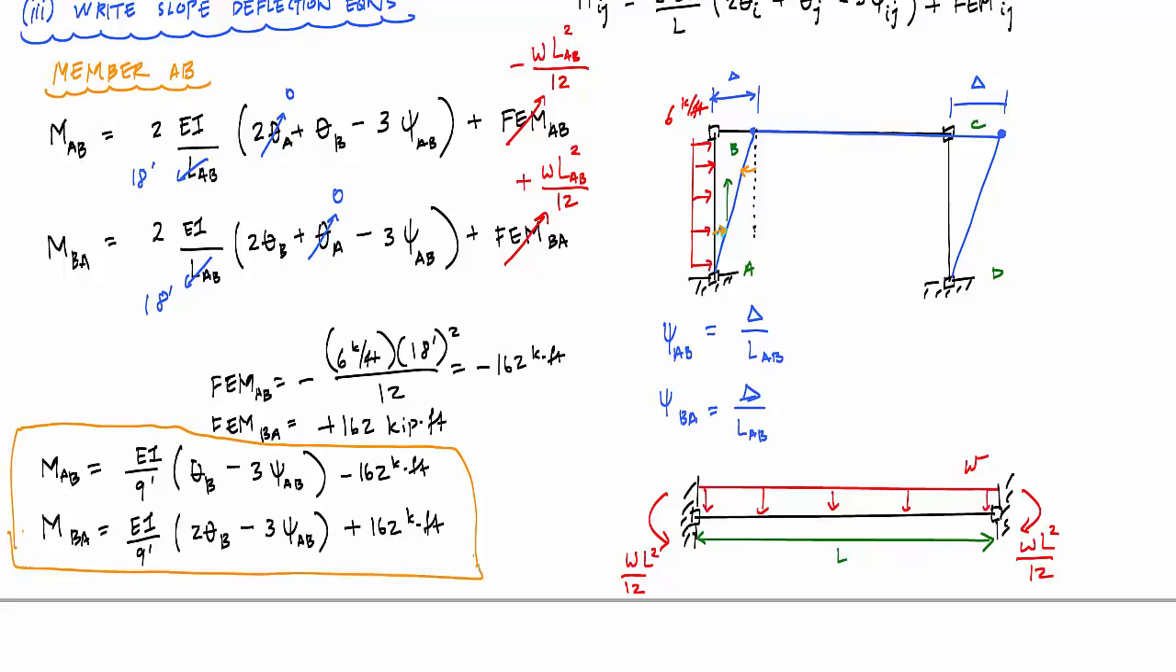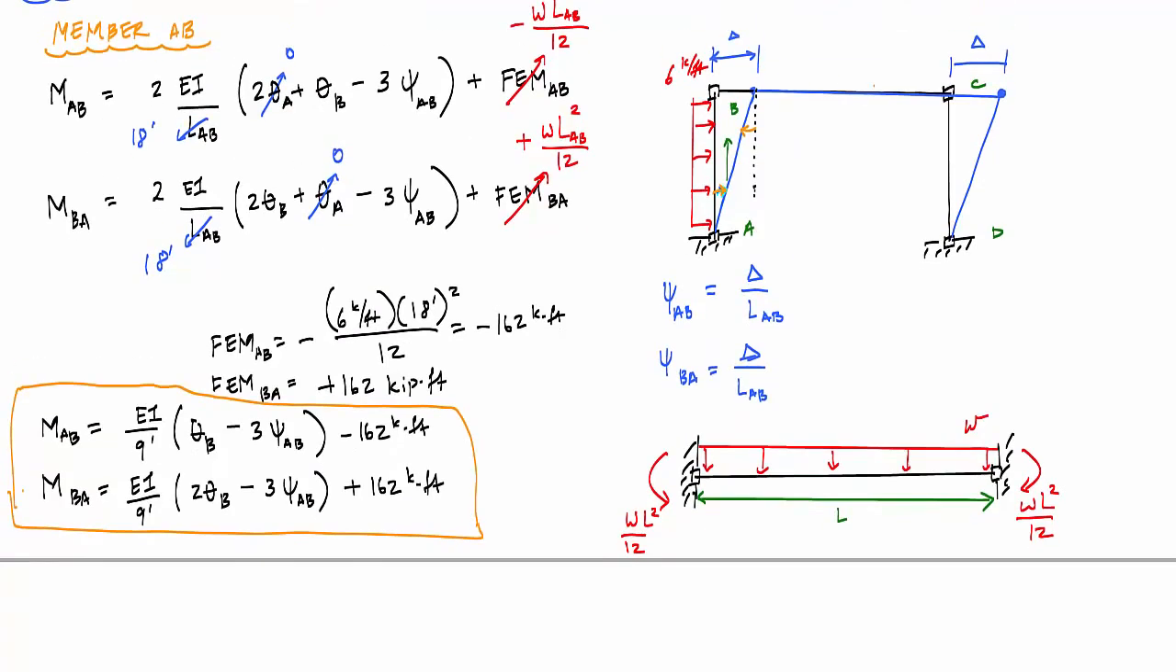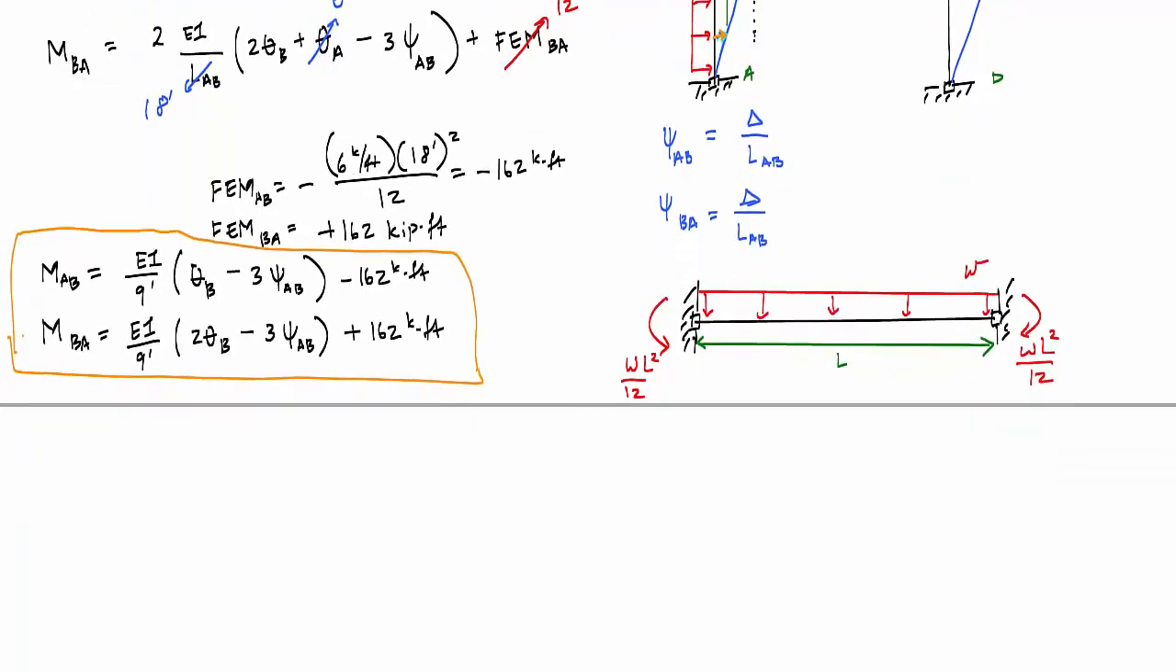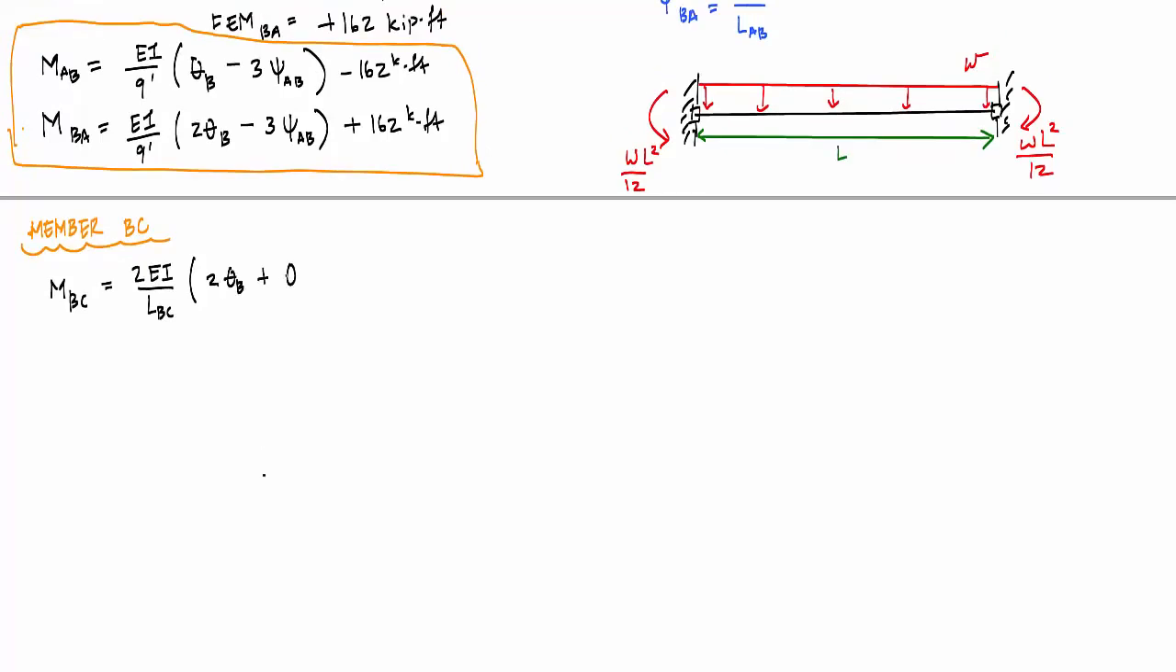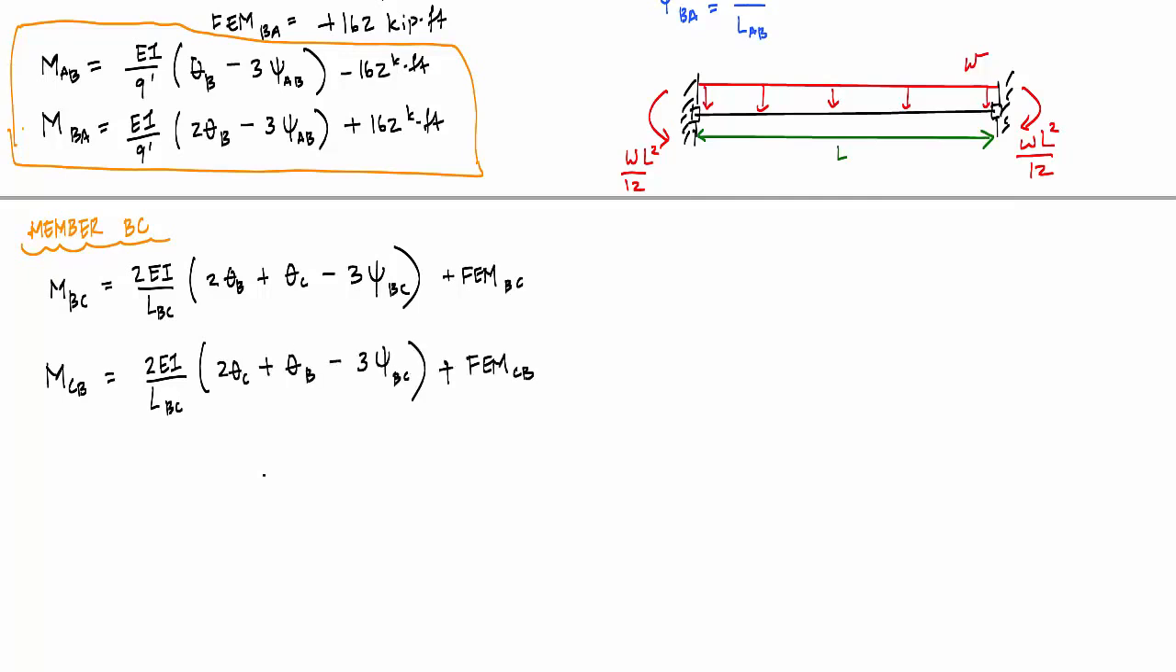I'm going to repeat the process for member BC and member CD. And notice in member BC there's no chord rotation, so the psi is going to be equal to 0. And in this case, the length of member BC is 24 feet. And I keep it EI. I didn't call it EI_BC because EI is the same for all members.